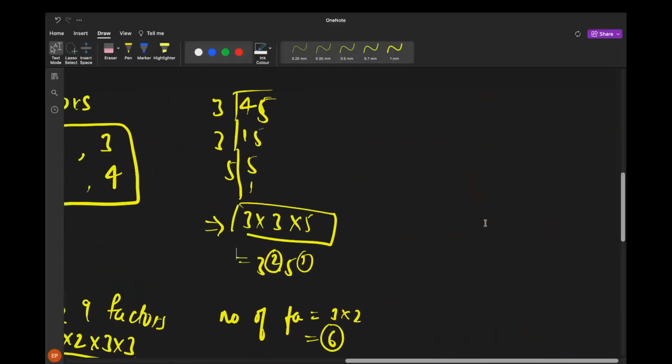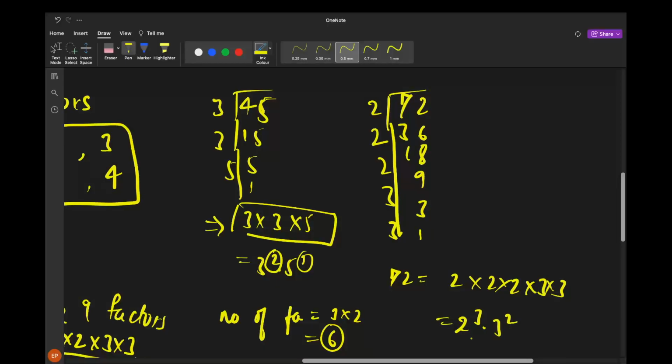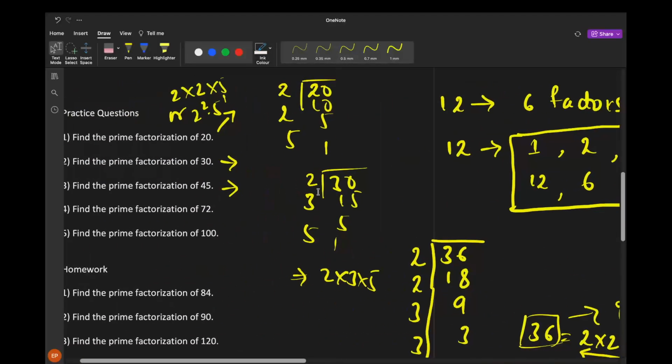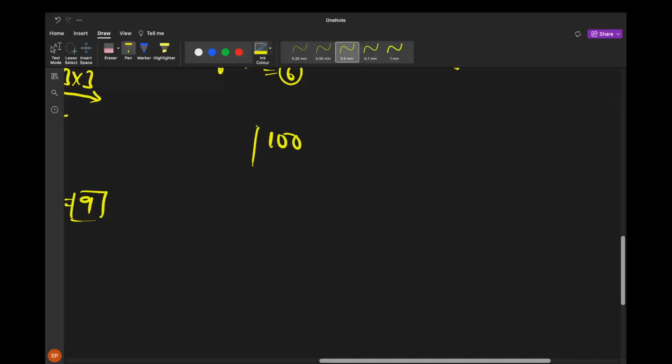What about 72? Let's try for 72. 2 36s are 72, 2 18s, 2 9s, 3 3s are, 3 1s are. Means we can write 72 as 2 into 2 into 2 into 3 into 3, which means 2 power 3 into 3 square. And from this we can find the number of factors also. Please do it yourself. And 100, we'll solve for 100 also.